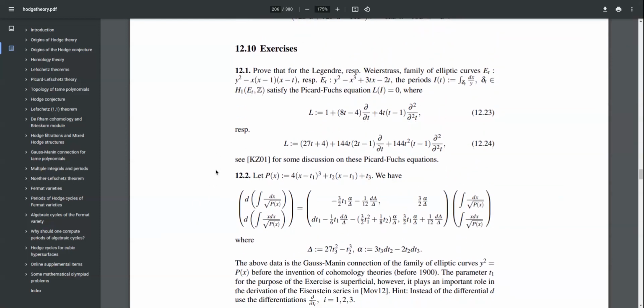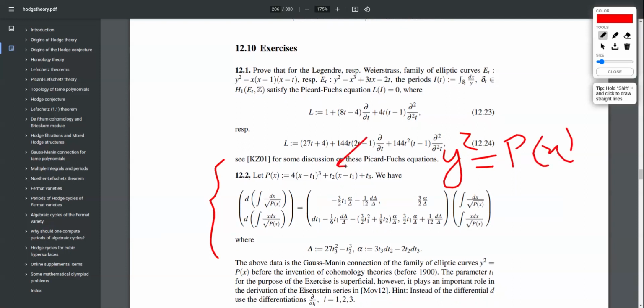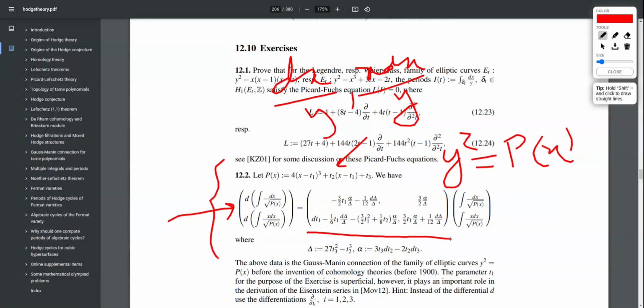For example, in this exercise, we consider just a family of elliptic curves y^2 = p(x), and you see that p(x) depends on three parameters. So we take the differential of the integrals over some cycle with respect to these three parameters, and it turns out that dx over y and x dx over y are two sections of the cohomology bundle here, such that at each point they form a basis. So we can write this differential here.